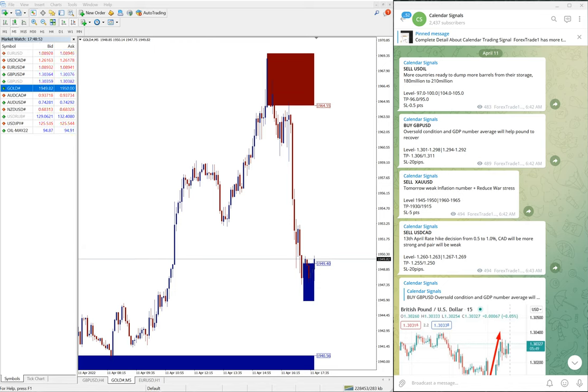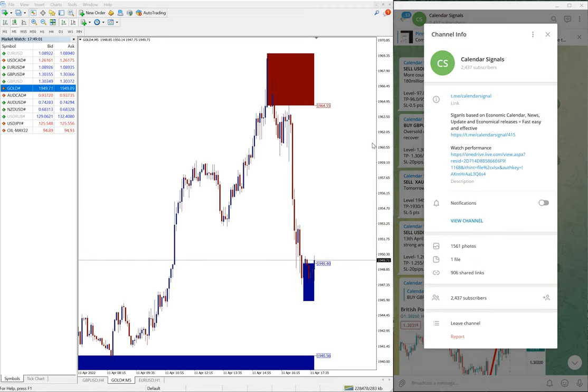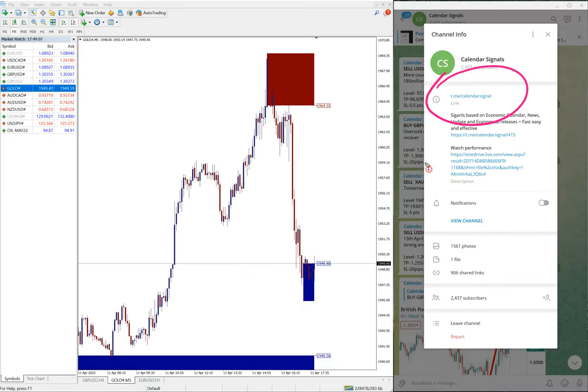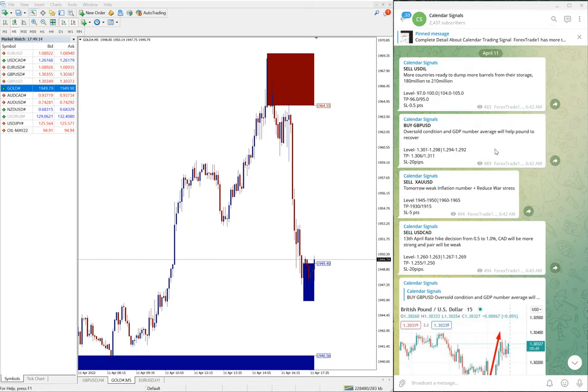Today we are going to show you the performance of today's calendar signals. This is our calendar signal channel, t.me/calendar signal. This is our free Telegram channel, and this is where we are giving these free signals. We have a paid service as well. In the paid service, our clients will get multiple entry levels and valuable tools.